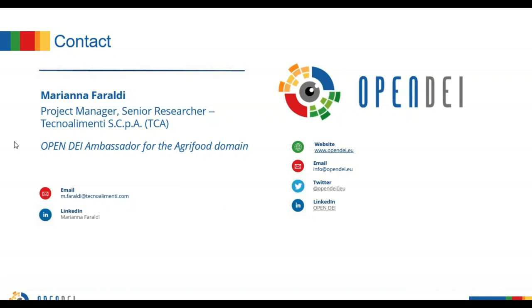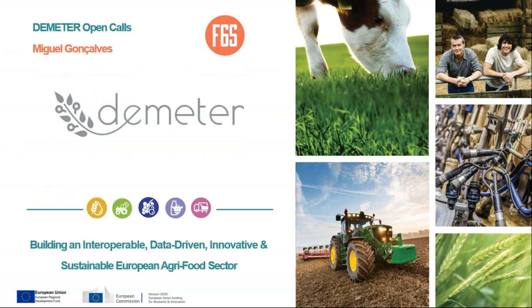Miguel is a European Projects Manager for F6S, which is the largest tech founder community. He connects founders to Cascade Funding opportunities. In Demeter, he is the Open Call Manager and will present the funding opportunities the project has to offer to SMEs and to other institutes.